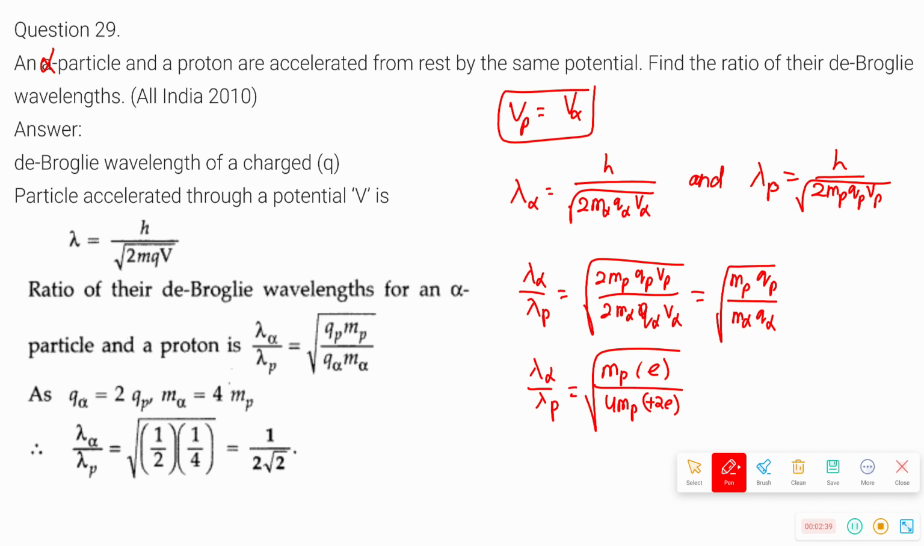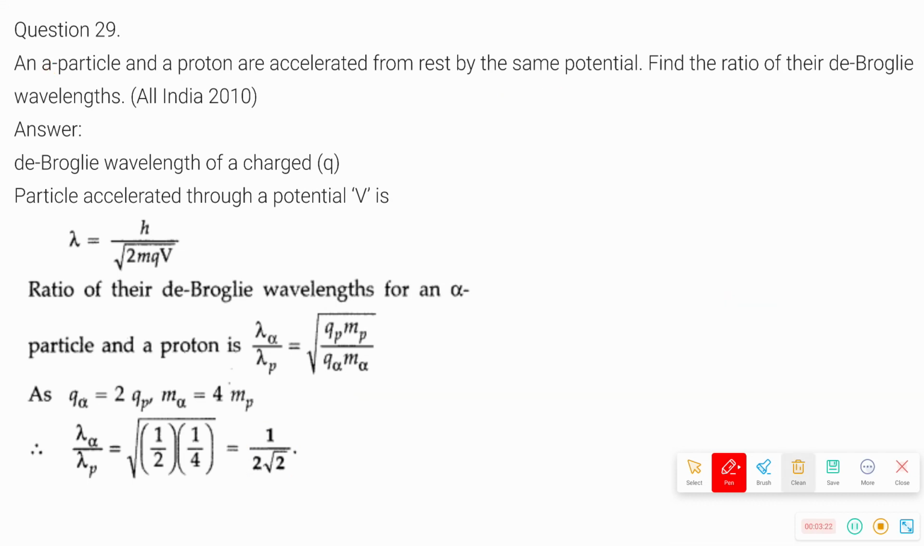Now if you check here, mp cancels, so it is root under 1 by 8, which is 1 by 2 root 2. Yes or no? Lambda alpha by lambda proton is 1 by 2 root 2. So this is what is coming here. They have done it the same way, no worries. Take lambda alpha and lambda proton and calculate accordingly.